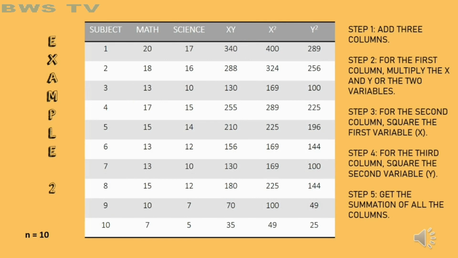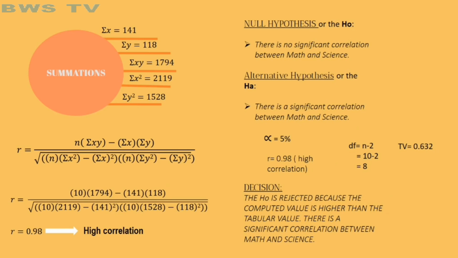Now let's proceed to example 2. This time we're looking for the correlation between math and science. So here we just repeat what we did with example 1. We add the 3 columns, the xy column from multiplying our x and y columns with each other, the x squared column from squaring the x column, and finally the y squared column from squaring the y column. So now, let's get the summations.